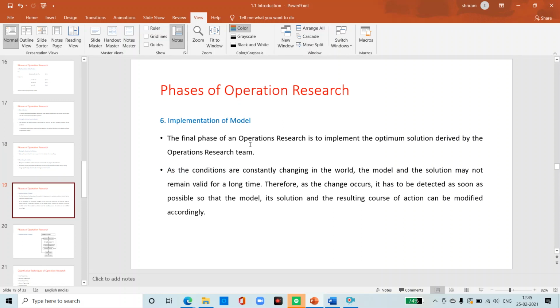The next part is the implementation of the model. The final phase of operational research is to implement the optimal solution derived by the operational research team. As the conditions are constantly changing in the world, the model and the solutions may not remain valid for a long time. Therefore, as changes occur, they have to be detected as soon as possible so that the model, its solutions and the resulting course of action can be modified accordingly.